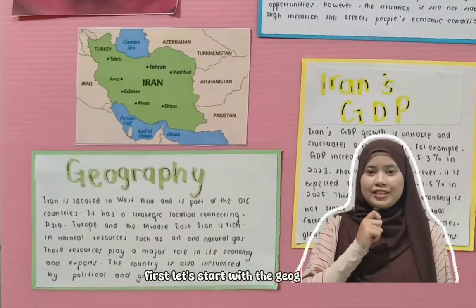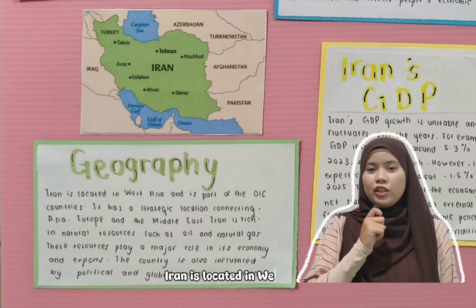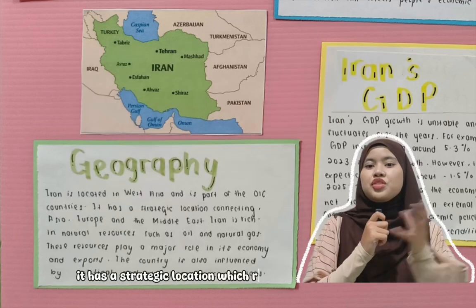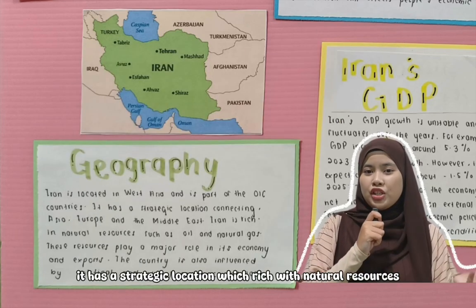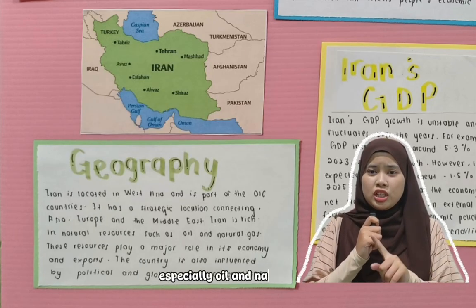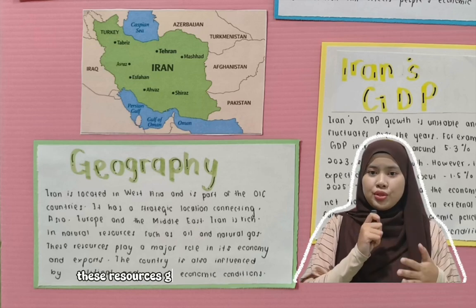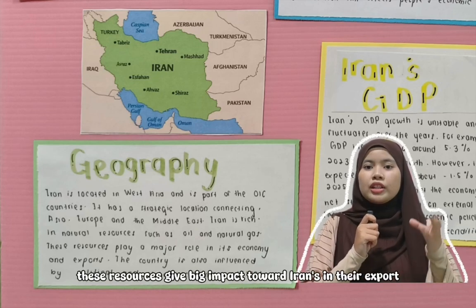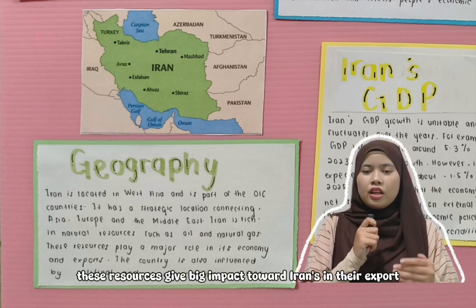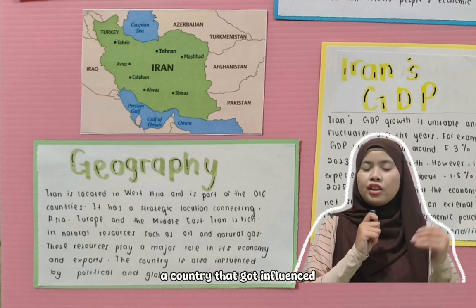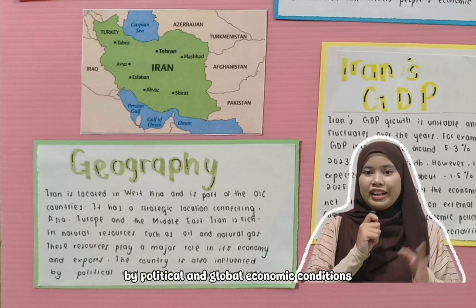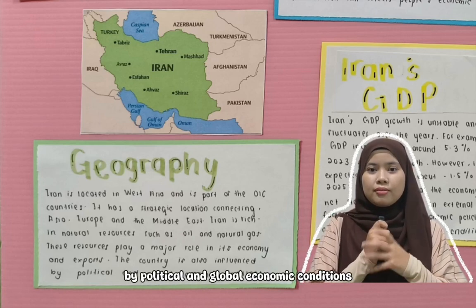Okay, first let's start with the geography. Iran is located in West Asia. It has a strategic location with rich natural resources, especially oil and natural gas. These resources have a big impact on Iran's exports. Iran is also a country that is influenced by political and global economic conditions.